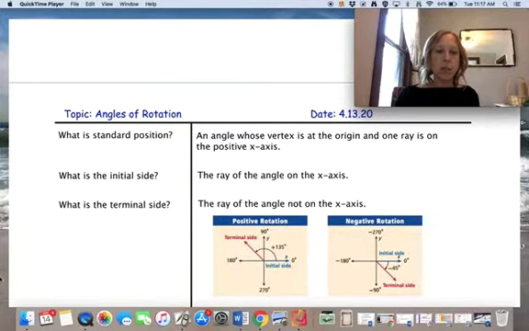So first one, what is standard position? It's an angle whose vertex is at the origin and one ray is on the positive x-axis.